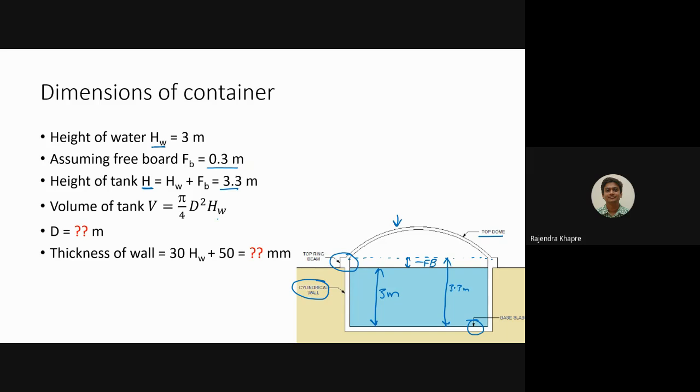So here, let me write this down. The volume of the tank is something like 100 meter cube, which is given in the numerical itself. The volume of a cylinder can be calculated as pi by 4 into d square into the height of the water. The height of the water is already known to you because it is given. So this height is basically 3 meters. From this, can you tell me what will be the diameter?